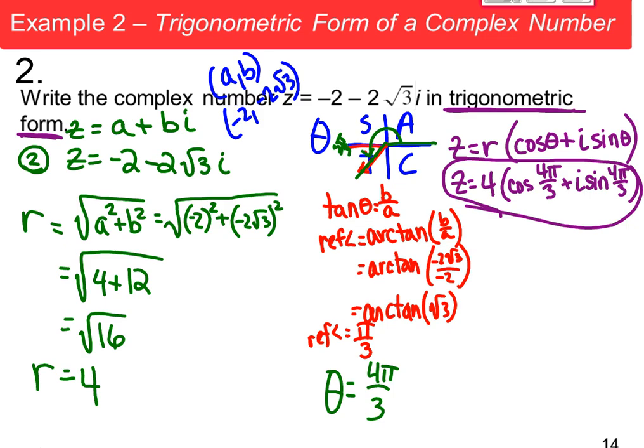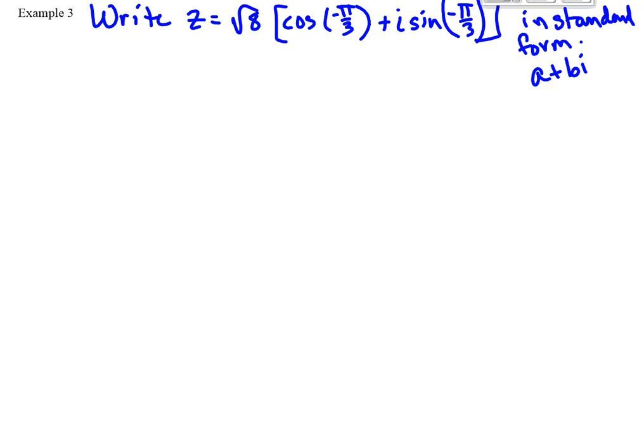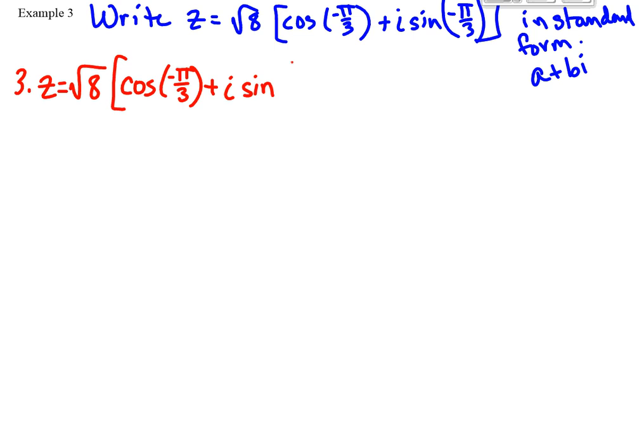The next problem I have here is number 3. I have this handwritten. Now, if I have z equals the square root of 8, bracket cosine negative pi over 3 plus i sine negative pi over 3, and I want to write that in standard form. So this is in trigonometric form. Let me just write that. So this is z equals square root of 8, and by the way, notice that's not in simple radical form yet, cosine negative pi over 3 plus i sine negative pi over 3.